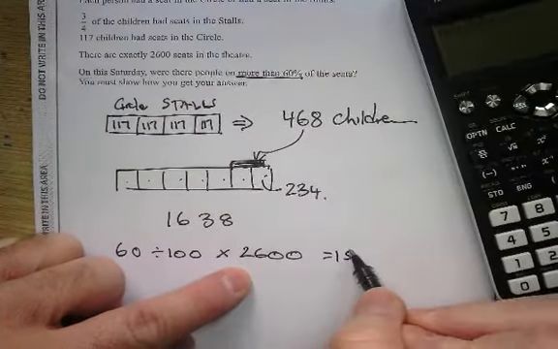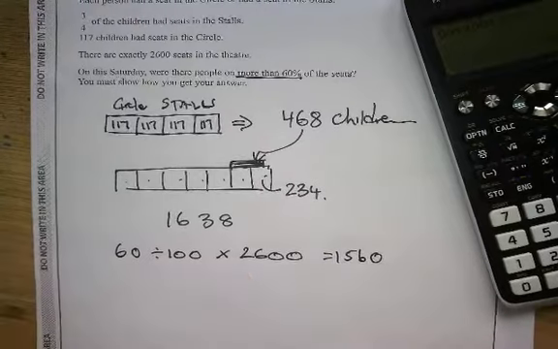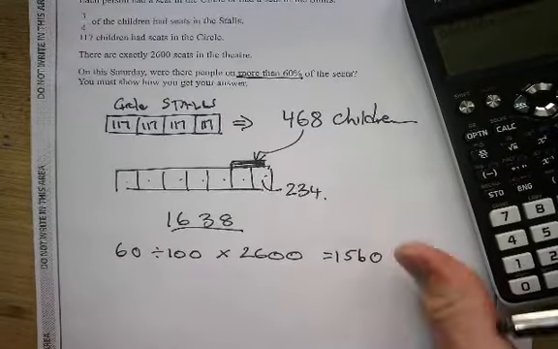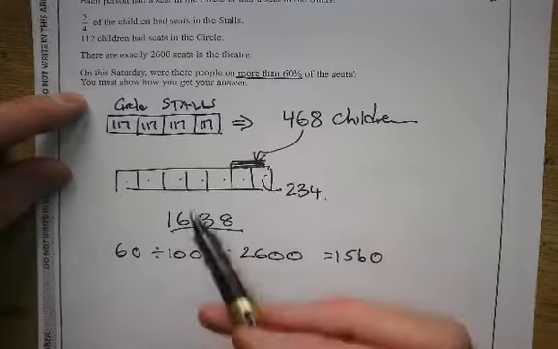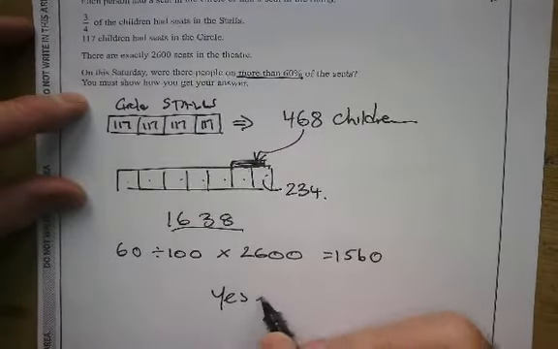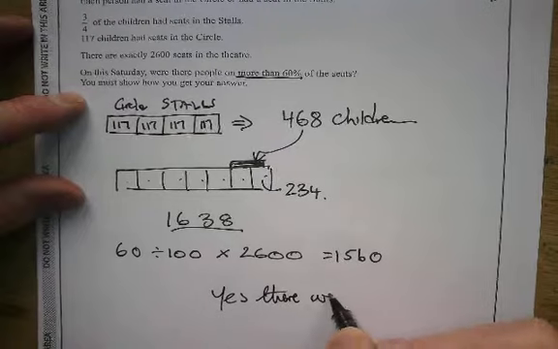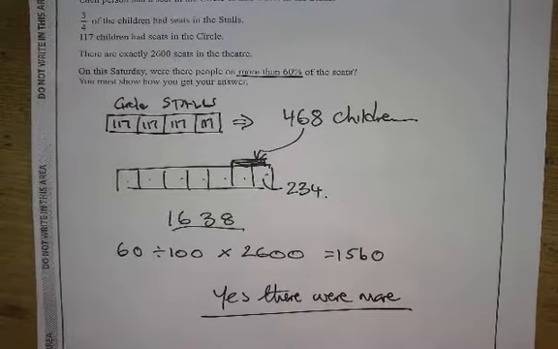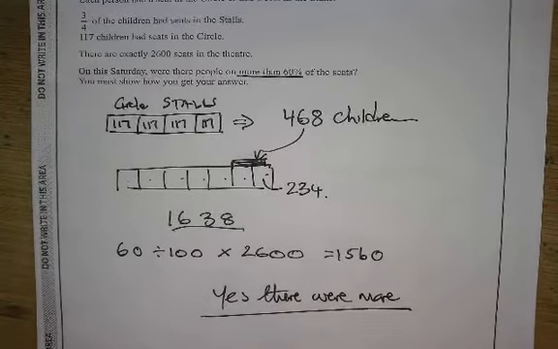There are different ways to do this. Oh, look. There we are, 1,560. So yes, there are more. So what you need to say, you have to answer the question. On the Saturday, were there? And say, yes, there were more. And that's it.